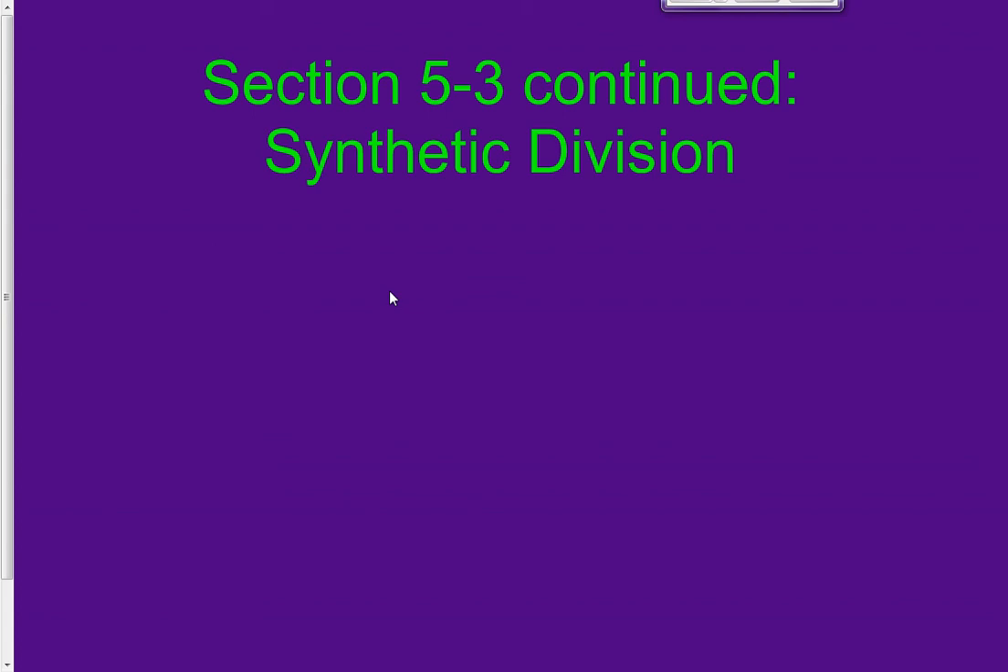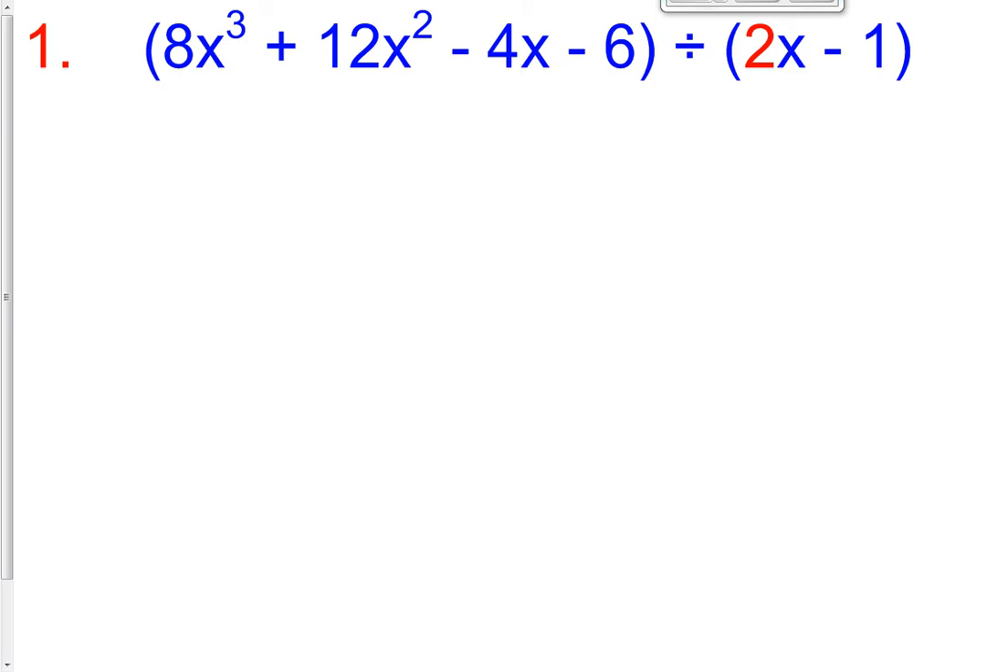Hi class, this section is section 5-3 again. We're going to continue using synthetic division. We're going to have one new thing with this lesson, and that is we have a coefficient in front of our x term in our divisor.